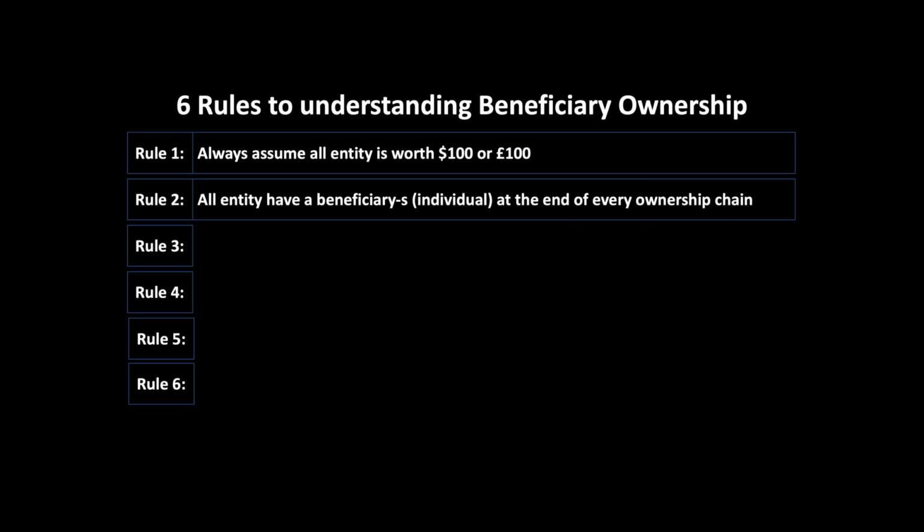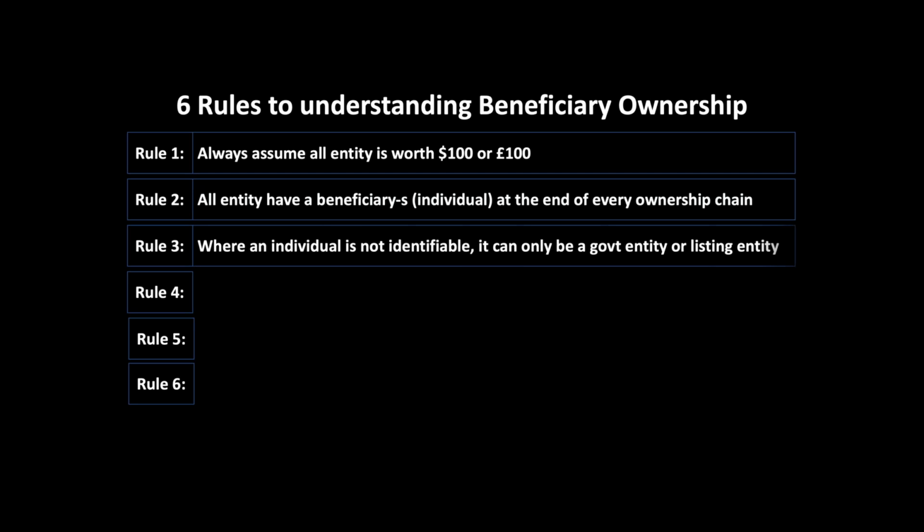Rule number 2, all entities have beneficiary owners, right? And these beneficiary owners are individuals at the end of every ownership chain. So what this literally means is a company or an entity doesn't just own itself. No matter the length of the chain of the ownership, there is always an individual at the end of the ownership chain that owns or controls that entity, right? Now, whether that individual is identified as a beneficiary owner or not, there is an individual, right?